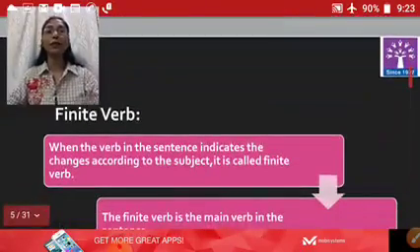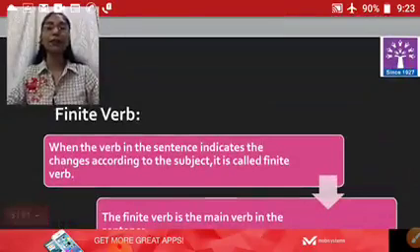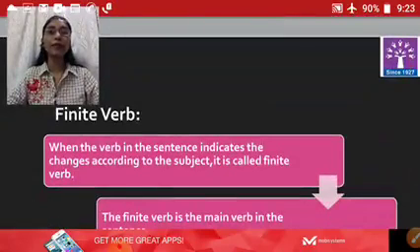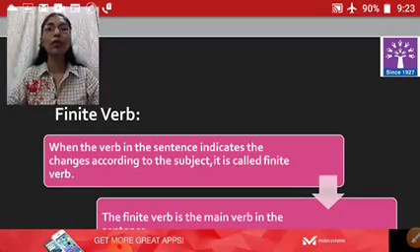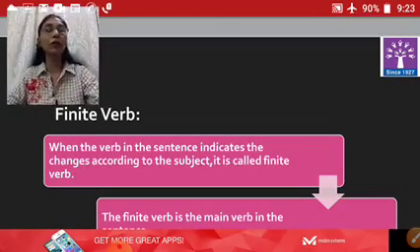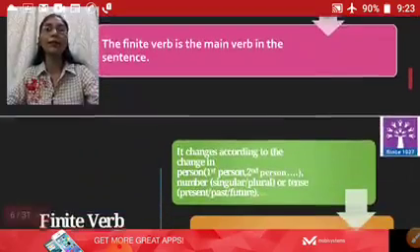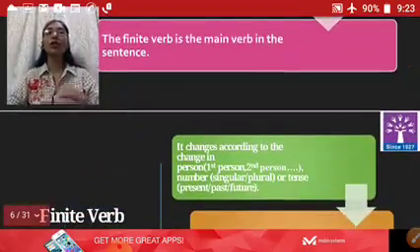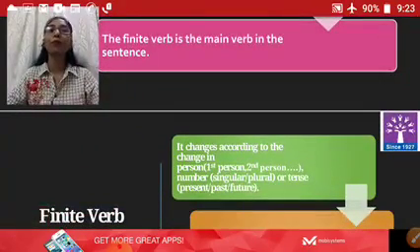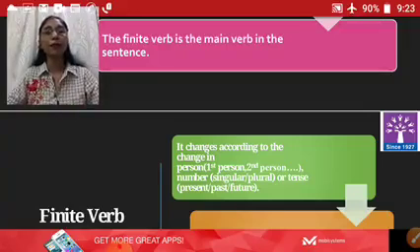Now we will see finite verbs in detail. What do we understand by finite verbs? When the verb in the sentence changes according to the subject, it is called a finite verb. Finite verb is the main verb in the sentence and it will change according to the change in the person, number or tense. Let's take an example.